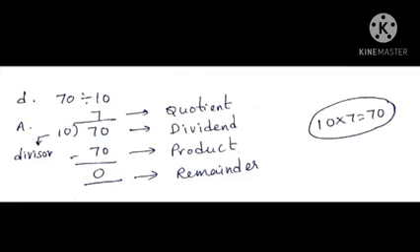We will get 0. This 10 is the divisor. This 7 is the coefficient. This 70 we will call the dividend. This 70 we will call the product. And this 0 is the remainder.